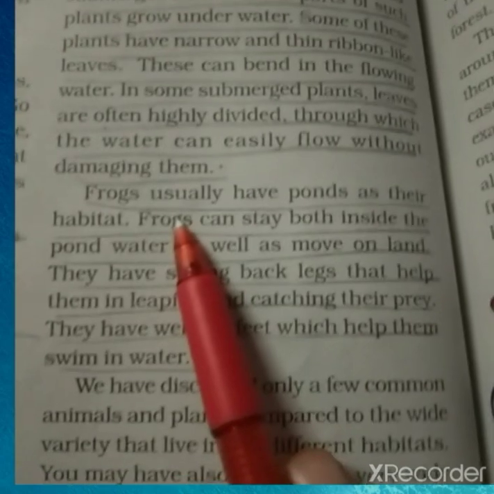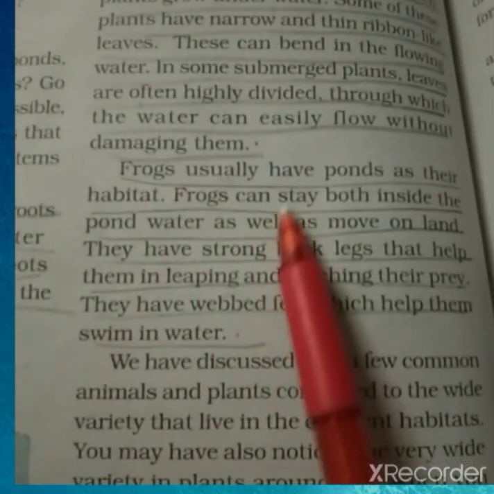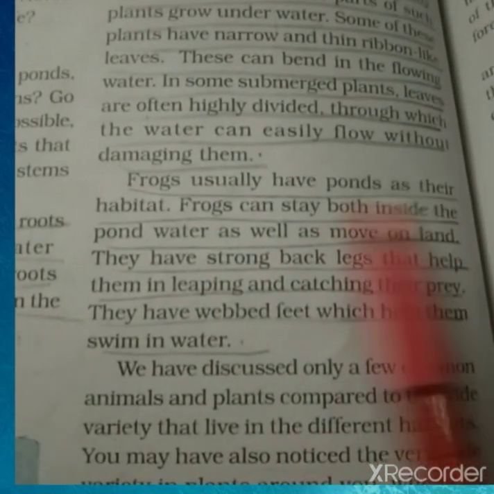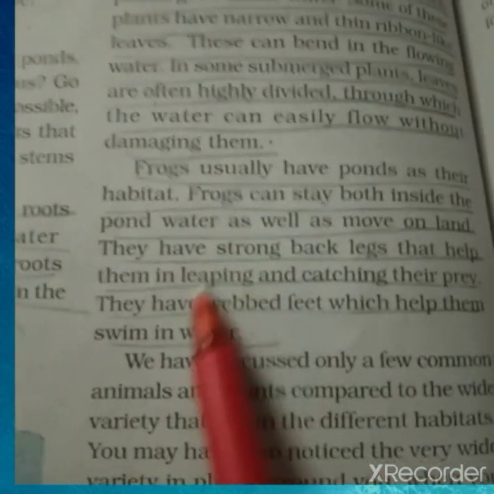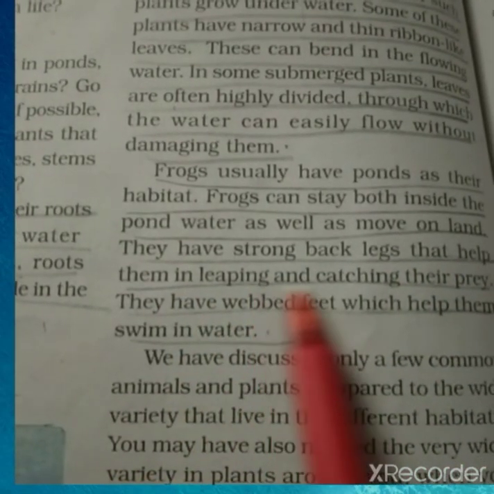Now about frog. Frog can live in water and also on land. So frog usually has ponds as its habitat. How can it do that? Because it has strong back legs that help in leaping and catching its prey. It has webbed feet which help it swim in water.